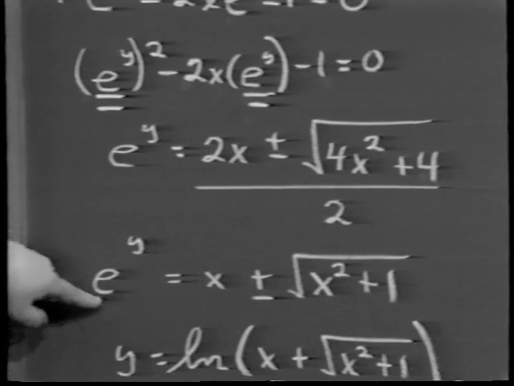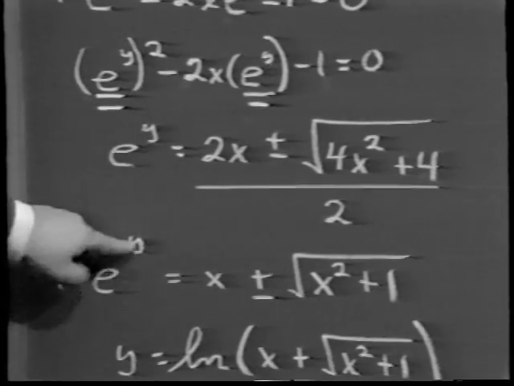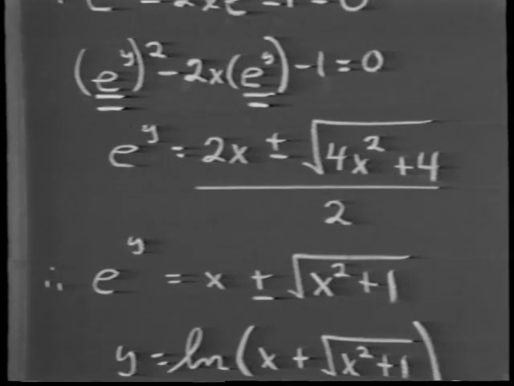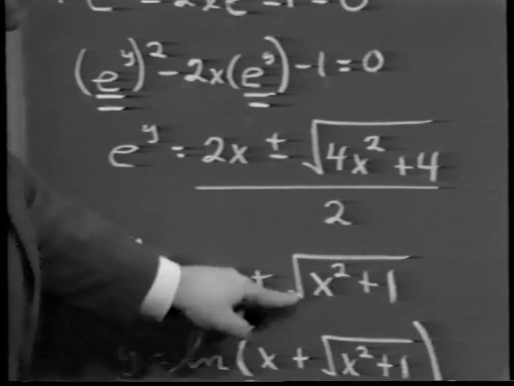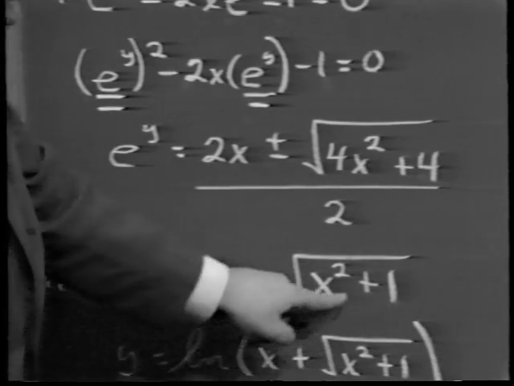The point to keep in mind now is remember that in terms of exponentials, e to the y can never be negative. Observe that the square root of x squared plus 1 is bigger than x in magnitude.